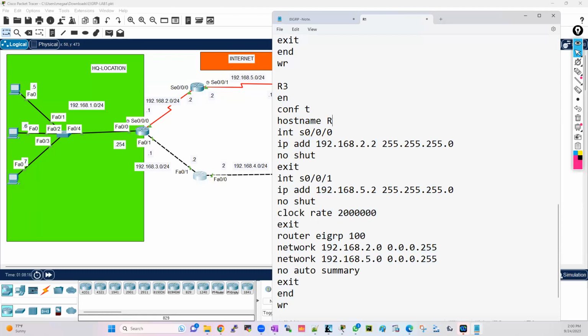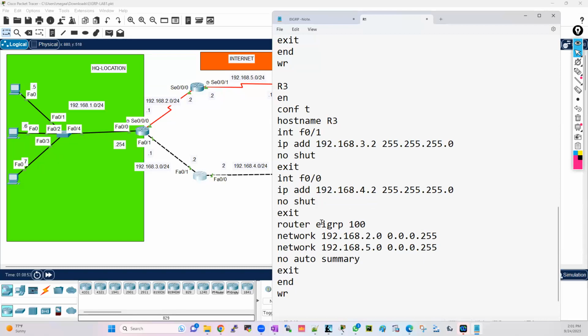Router 3, I'll change the router name, which is 3. And the interface on router 3 is not X, it is F0/1. Our IP is .3.2 and our subnet mask is the same. No shut. The other interface is F0/0, our IP is .4.2. No shut. We don't have a clock rate there because it's not a serial cable. Router EIGRP 100, and then our networks are .3 and .4. So we copy it.